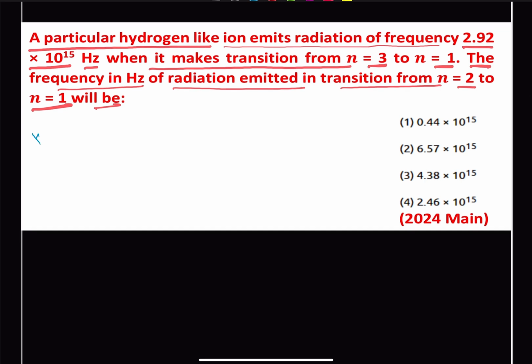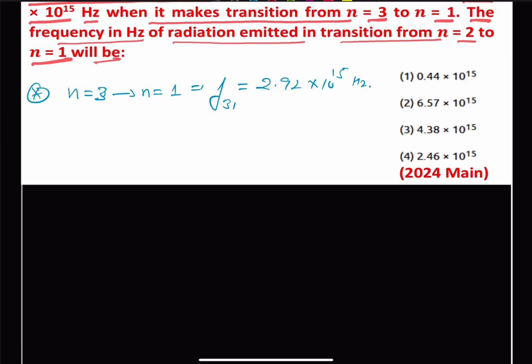So we can write that from n3 to n1, suppose the frequency is F31, that is given to us as 2.92 into 10 to the power 15 Hertz. And we have to find out when the transition is from n2 to n1, let us suppose that frequency is F21, whose value we are going to find out. We can just use the Rydberg formula.